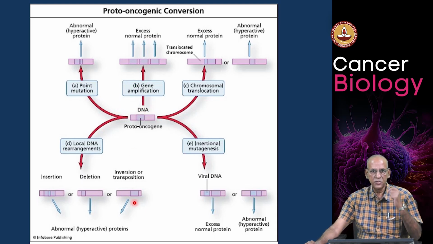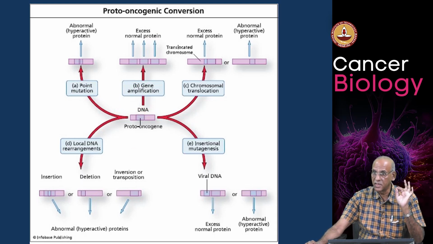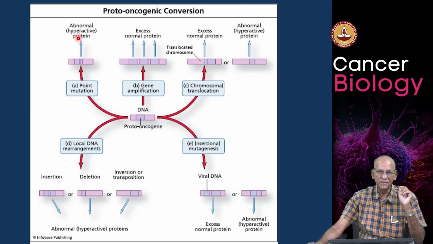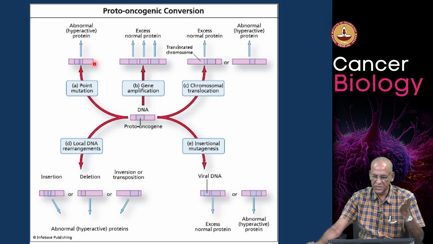This is why I just told you, you must have some background in cell biology and molecular biology, because I will not be explaining what a point mutation is and all that. So, when there is a point mutation, that can result in an abnormal protein synthesis. That abnormal protein may be hyperactive, and thereby it may promote growth. So, this is one mechanism.